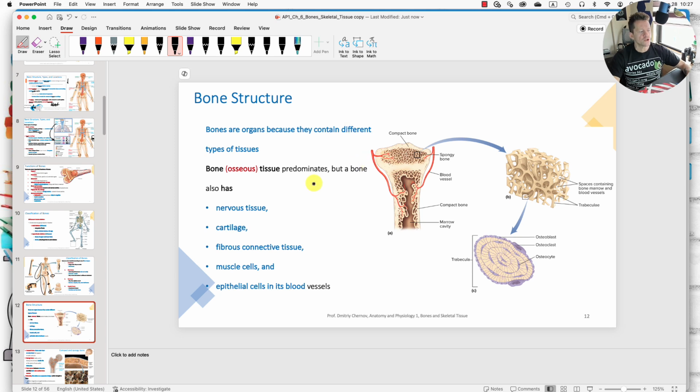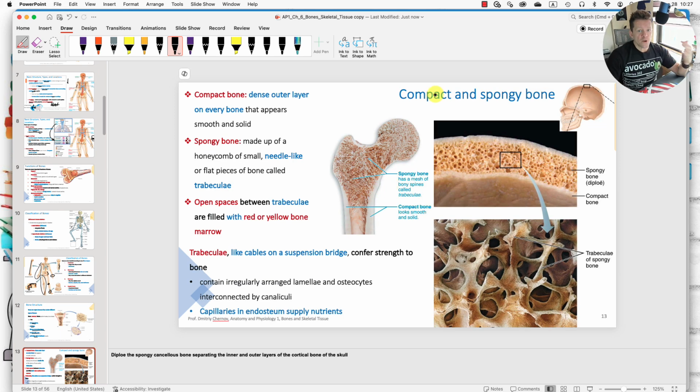So know them by classification. Bones are very complicated structures. They have nervous tissue, they have cartilage, they have fibrous connective tissue, which is the collagen, muscles attached to the bone, and epithelial cells in its blood vessels. So the blood vessels are innervating bones. The bones are highly innervated and highly vascularized, meaning there are a lot of blood vessels and a lot of nervous tissue within the bones. That's why it's very painful when there's a fracture of the skeletal tissue.